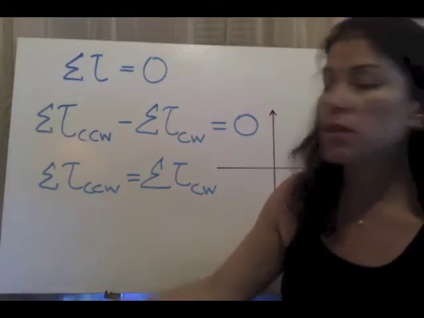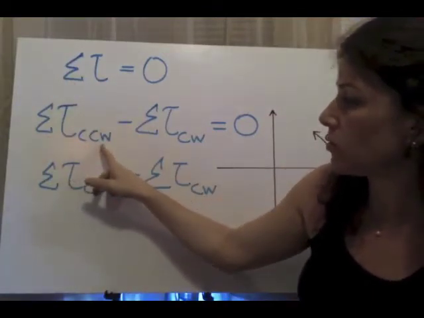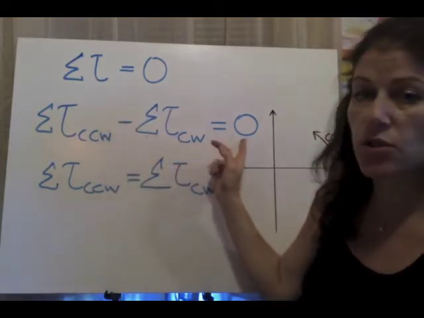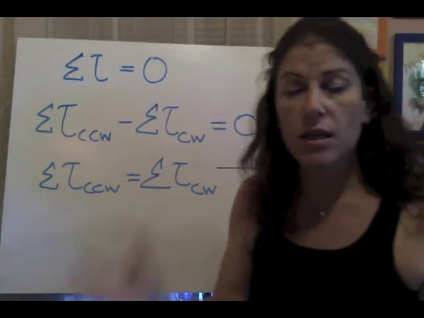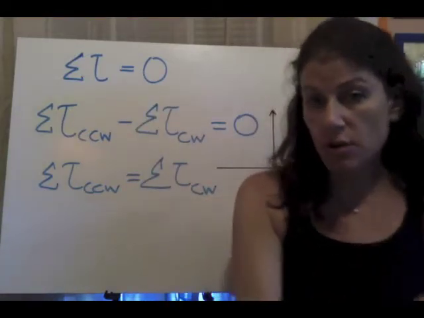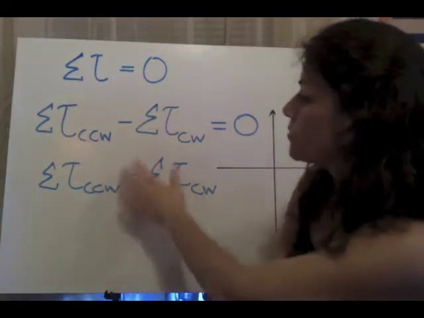When net torque is equal to zero, that means that the sum of the counterclockwise torques minus the sum of the clockwise torques has to equal zero. Just like when we said all the up forces minus all the down forces equal zero, and all the right forces equal all the left forces, like that. That's where we're going with this.